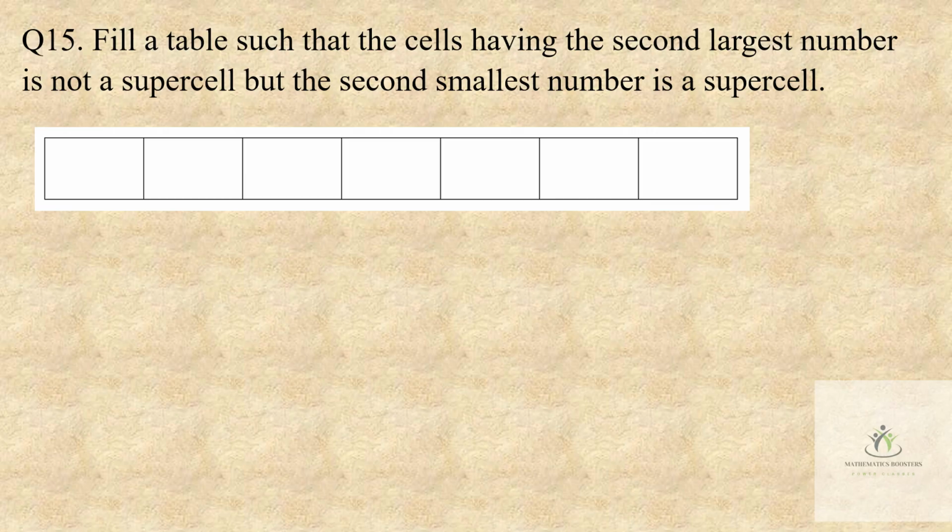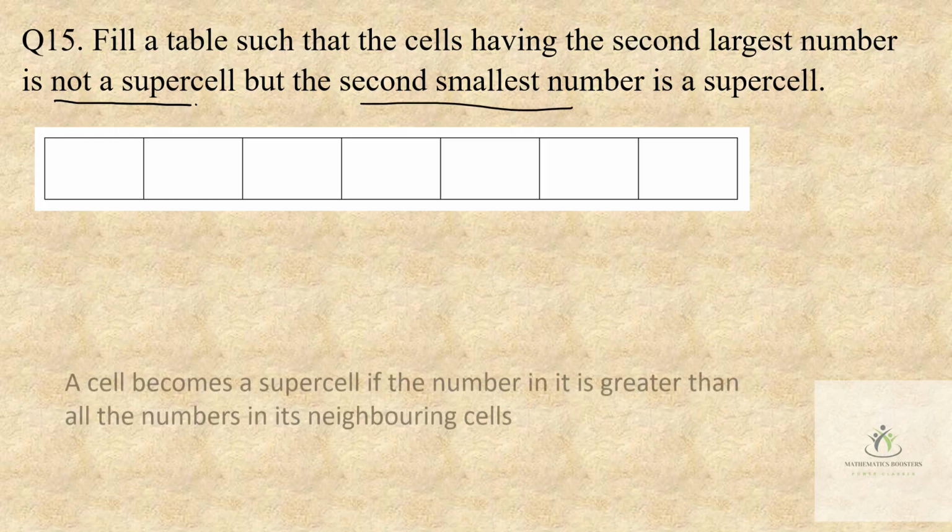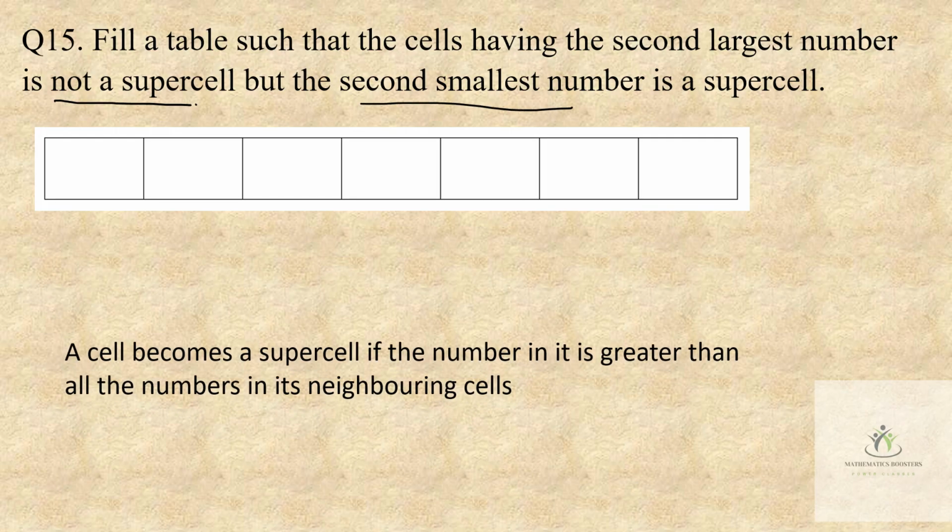Next, fill a table such that the cell having the second largest number is not a supercell, but the second smallest number is a supercell. So first you should know what a supercell is. A cell becomes a supercell if the number in it is greater than all the numbers in its neighboring cells. So, for example, if you are using 5 here, this number should be greater than the numbers coming at these places which are neighboring.